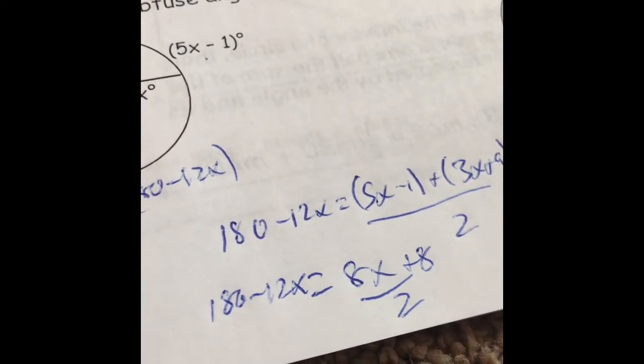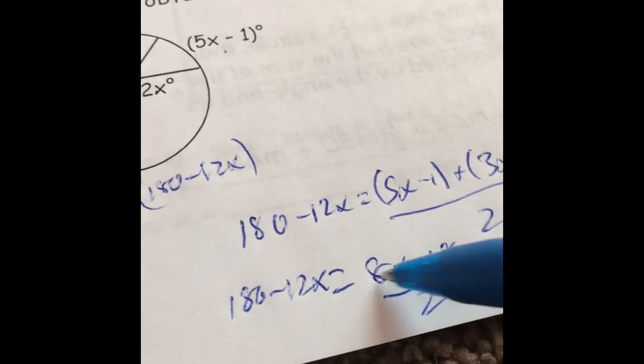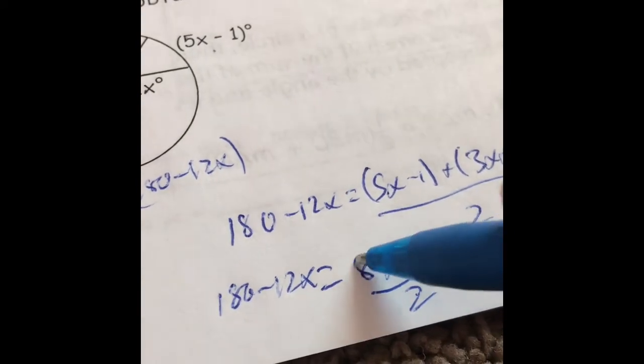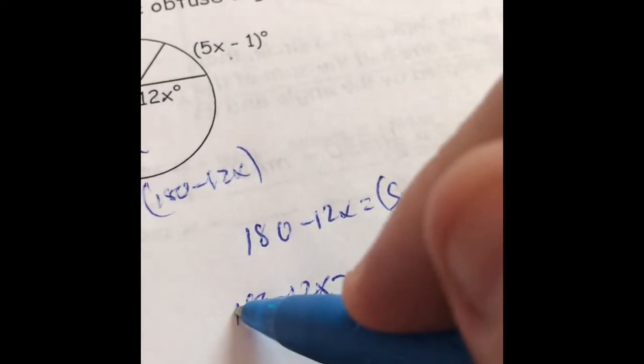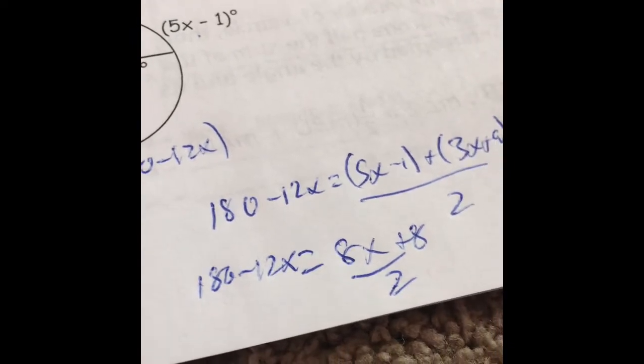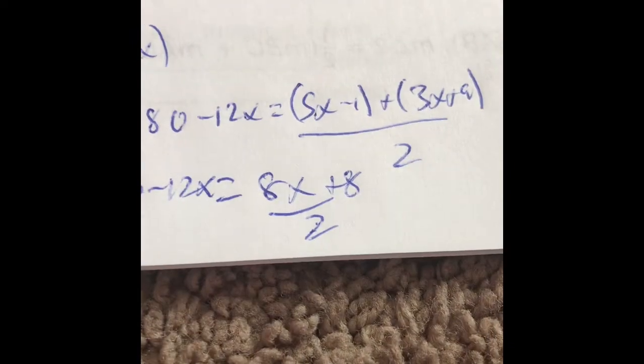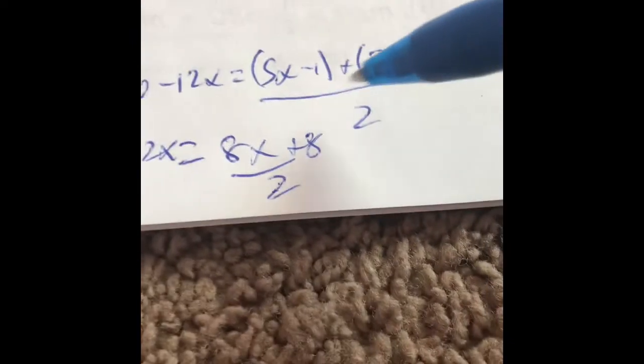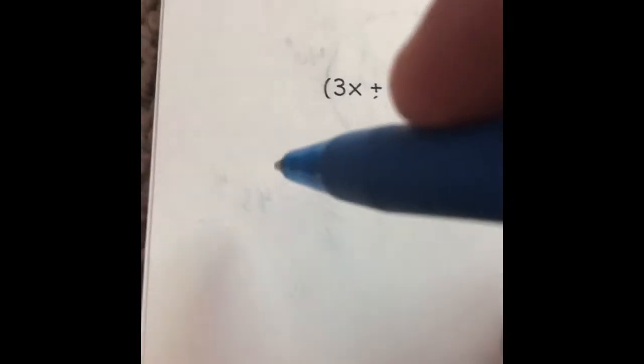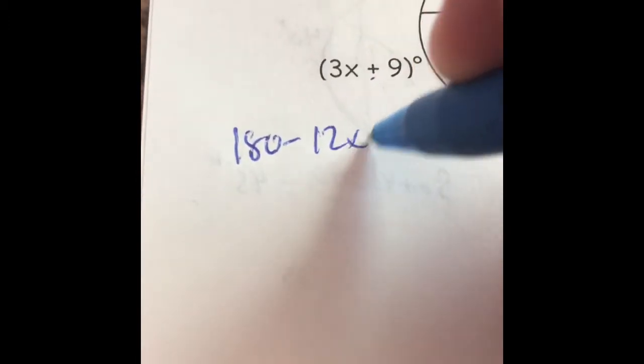2. You could do this one of two ways. You could either divide both these by 2 by triangle reducing, or you could distribute the 2 this way. It doesn't matter. You're going to get the same answer. All right, so I am going to triangle reduce here. So you now have 180 minus 12x is equal to, when you triangle reduce that, that's going to be 4x plus 4.